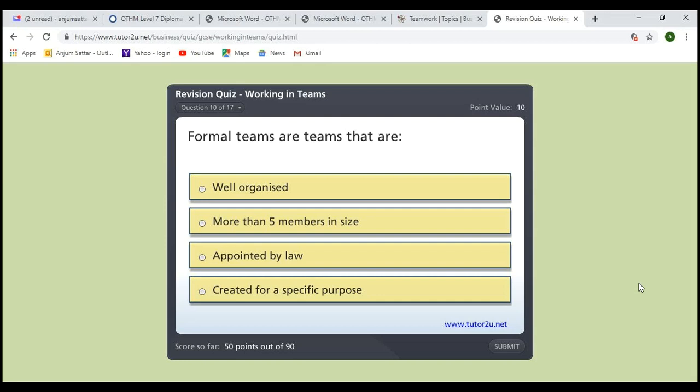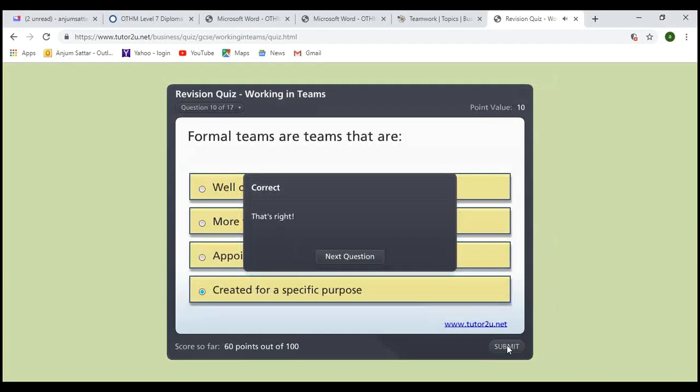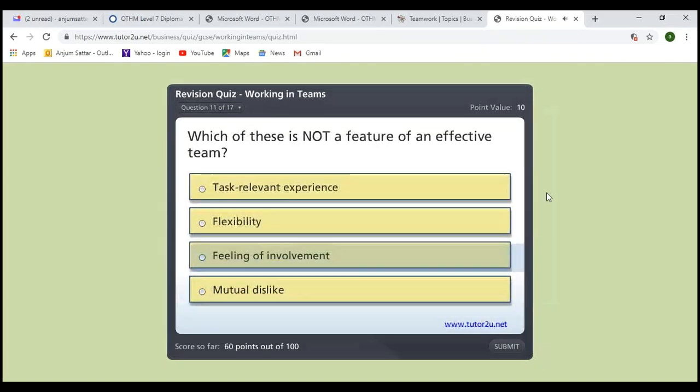We discuss formal group, formal team. Is D, created for a specific purpose. Appointed by law. No, can't be law, because we can pick the people according to our wishes.